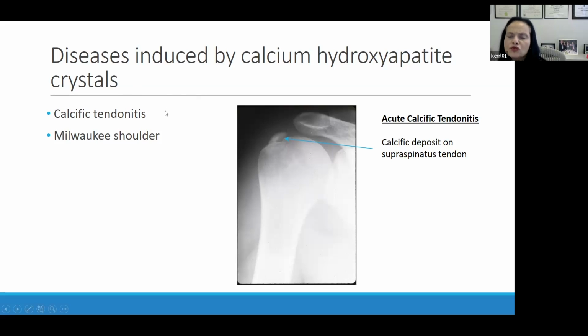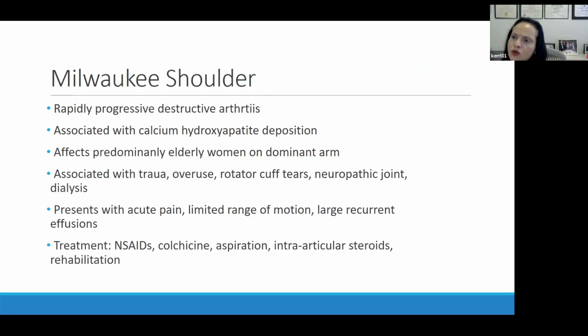When these crystals, rather than being clumped and precipitated on a tendon, are dispersed throughout the shoulder synovium, another disease caused by calcium hydroxyapatite is encountered, and that is known as Milwaukee shoulder. The story here is that there was a rheumatologist, Dr. McCarty, who practiced in Milwaukee, and he took care of a large population of older women who had been working on farms in that area. They had marked overuse of the dominant arm as farmers, with marked osteoarthritis as well as rotator cuff pathology.